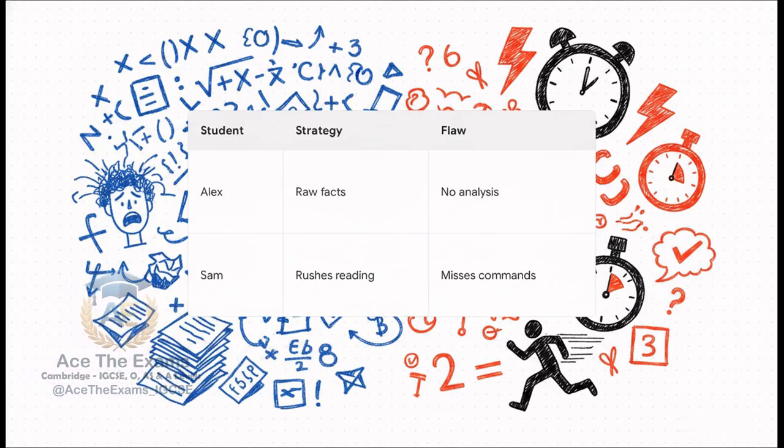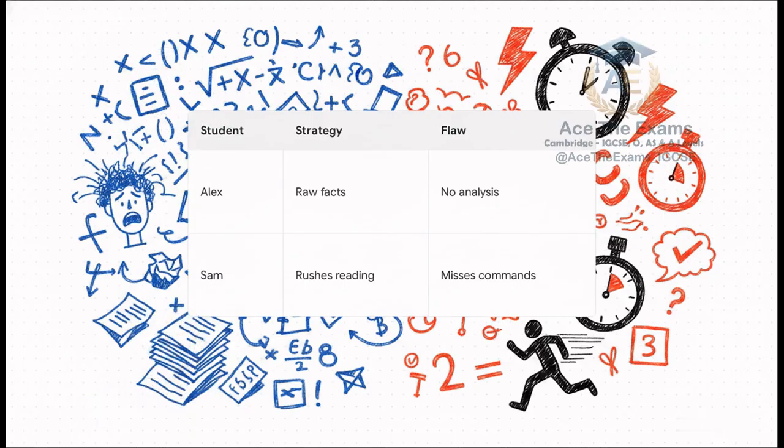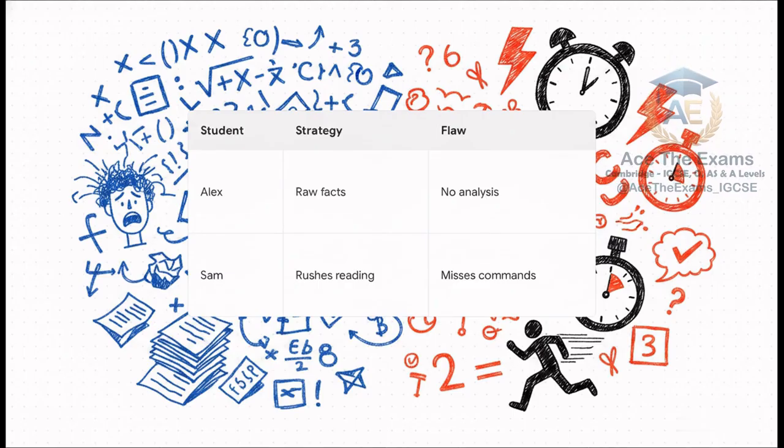Then, on the right, we have Sam. Sam's problem is entirely different. Sam is completely obsessed with the clock. Sam rushes through the reading phase and completely misses the specific command word requirements dictated by the 0580 and 0606 syllabuses. If a question specifically says, "show that," Sam just skips straight to writing the final answer. If it says "evaluate," Sam just punches it into a calculator and gives a decimal without showing a single intermediate step. Sam might actually get the final number right, but guess what? They score 1 out of 4 possible marks because the working is invisible to the examiner.